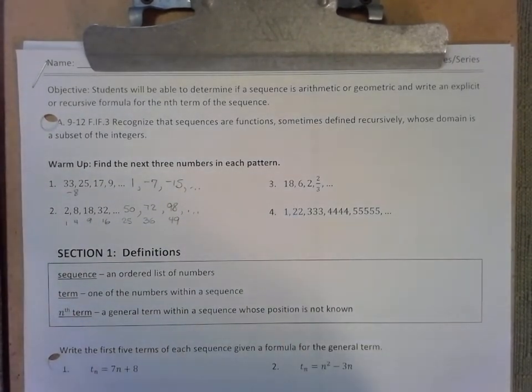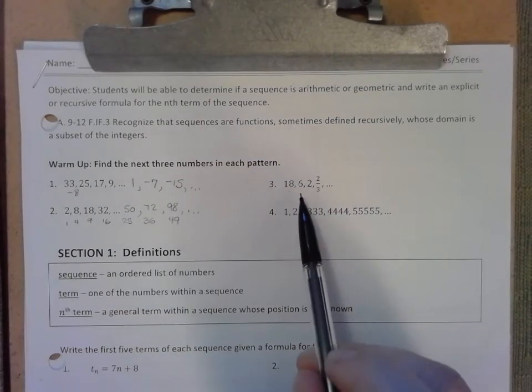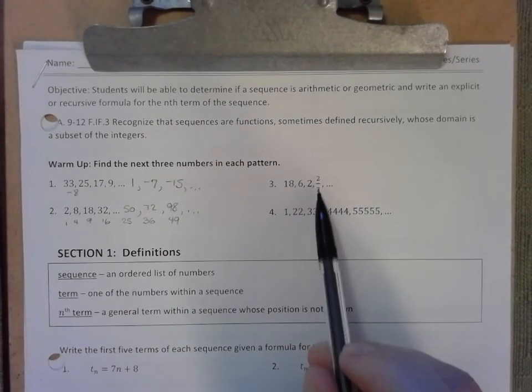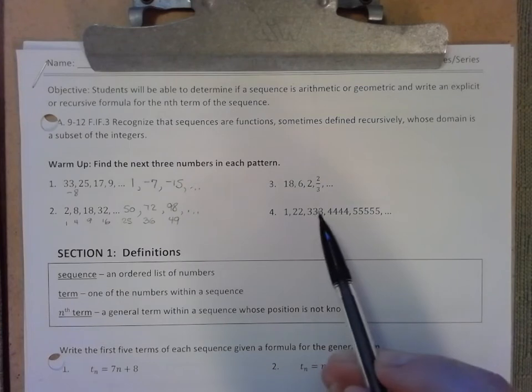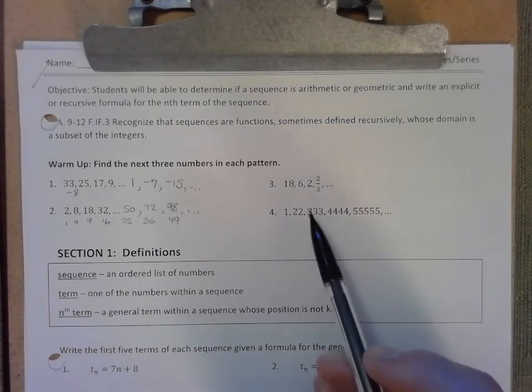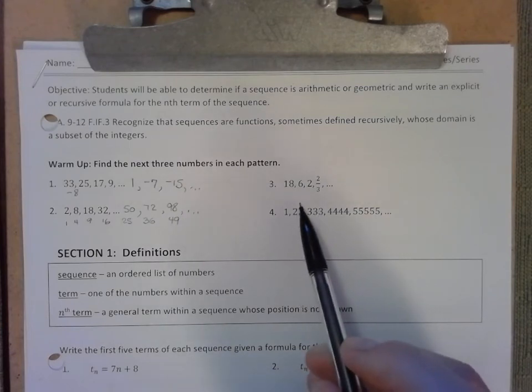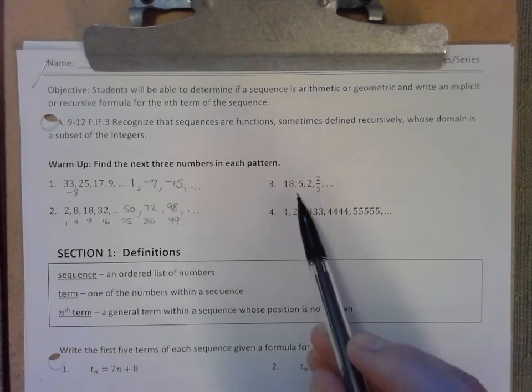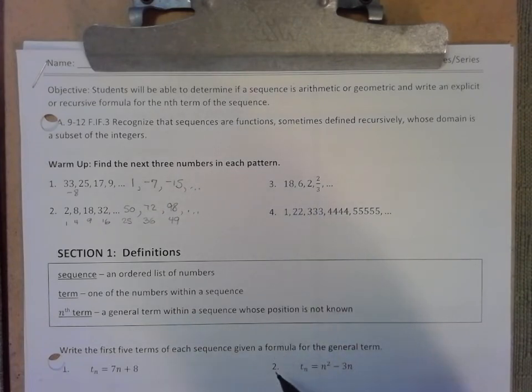Question 3. 18, 6, 2, and 2/3. These numbers are all decreasing, but how? Think about what the next numbers could be, or what the relationship between each of these numbers is.